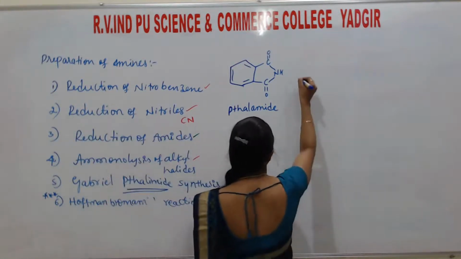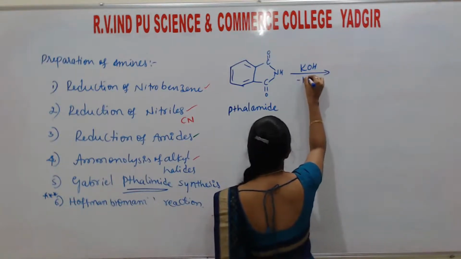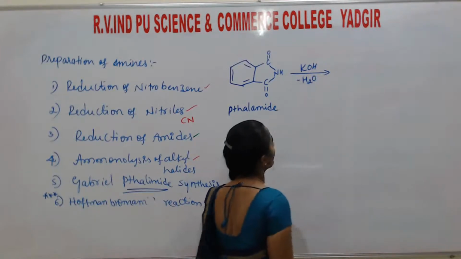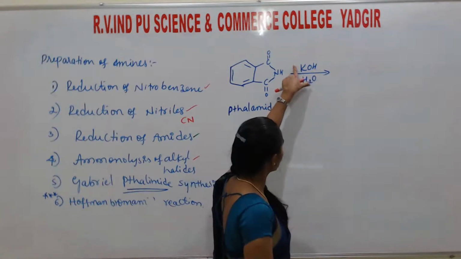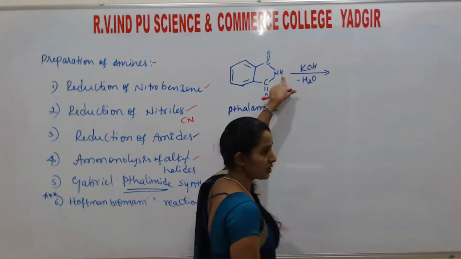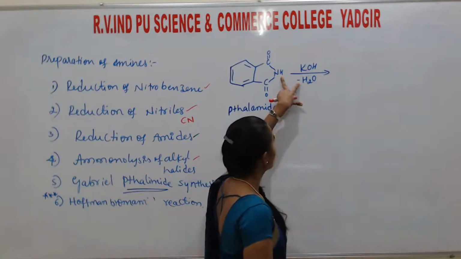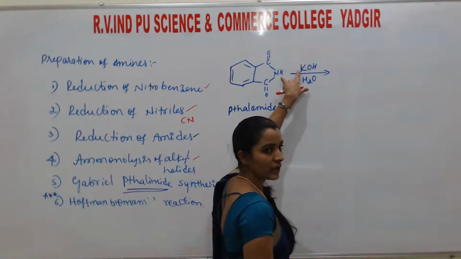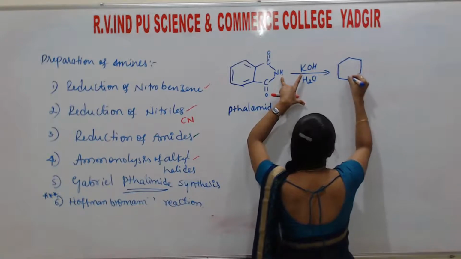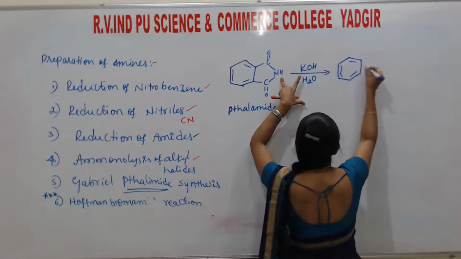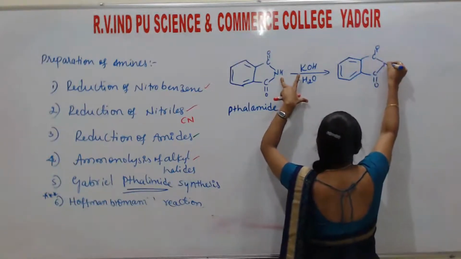In this Gabriel phthalimide reaction, phthalimide is treated with KOH. KOH means K plus and OH minus. The H in phthalimide combines with the OH to form H2O, and this H is replaced by K. So we get the benzene ring with C double bond O, C double bond O, and N-K.